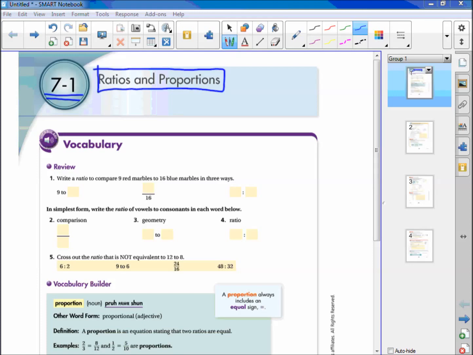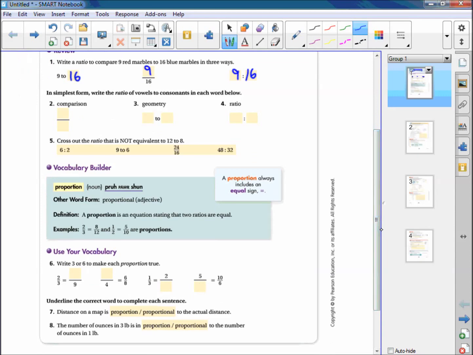So the one way is using the word "to" in between, so this would be 9 to 16. The other way is you can always write a ratio as a fraction, so this is 9 over 16. Remember, a ratio is a comparison of two numbers by division. And then we can put the colon in between, so this is 9:16. All 3 ways we say the same thing, 9 to 16. Okay? All right, so in simplest form, that means we have to reduce those fractions, because remember, we're just comparing two numbers by division.